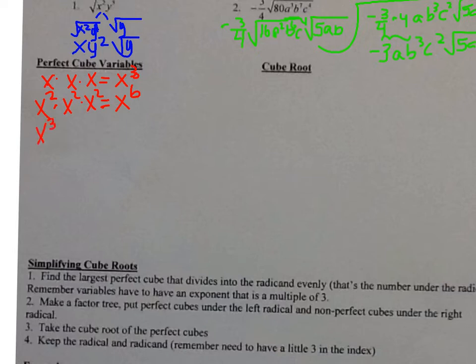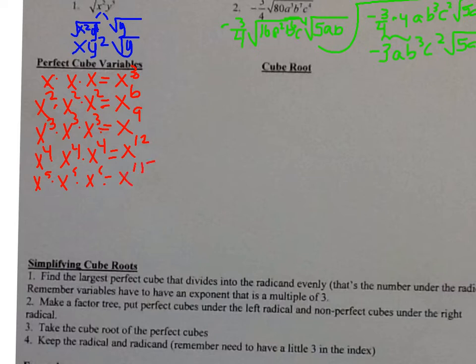X to the third times x to the third times x to the third is x to the ninth. x to the fourth times x to the fourth times x to the fourth is x to the 12th. Hopefully you're seeing a pattern now. X to the fifth times x to the fifth times x to the fifth is x to the 15th. So hopefully you see here, look at the exponents that I'm getting. 3, 6, 9, 12, 15. These exponents are all multiples of 3. And that'll always happen. So let's write that down over here.